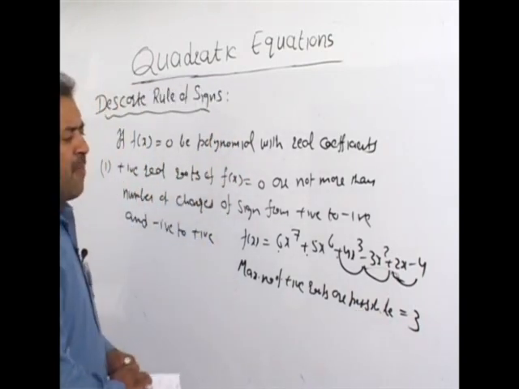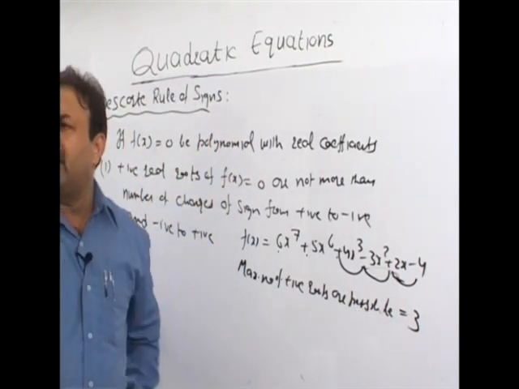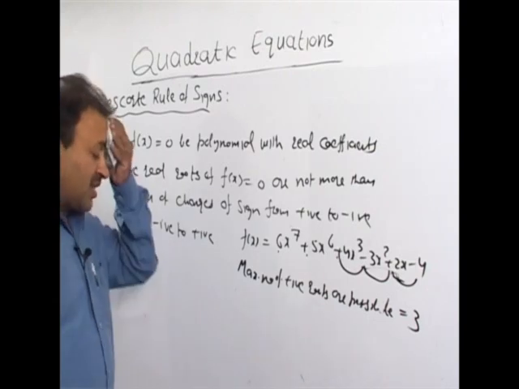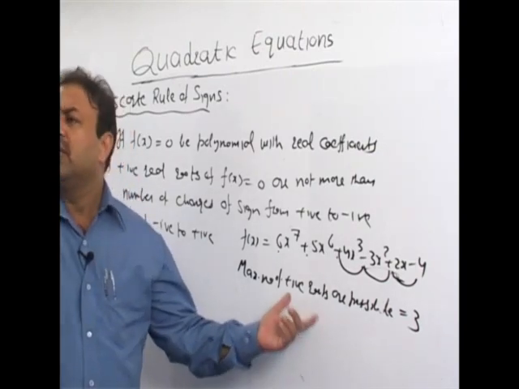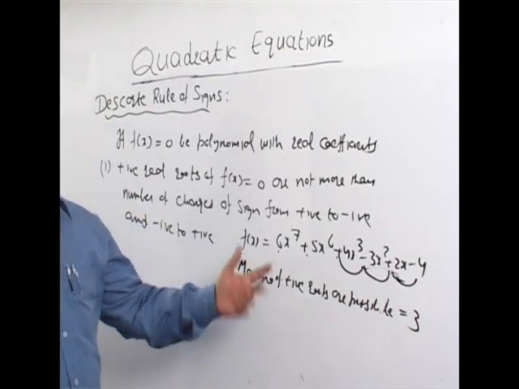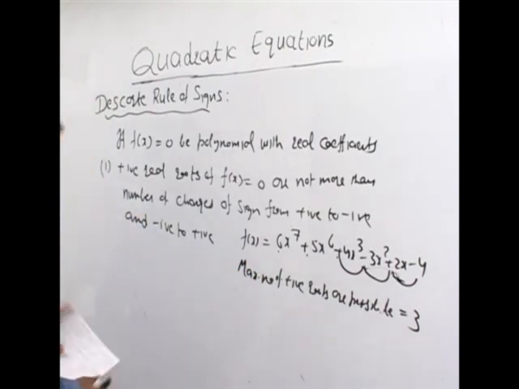So depending upon the number of changes of sign in f(x), we can find out the maximum number of positive roots. In the same way, he has given a rule about negative roots also. So point number two.